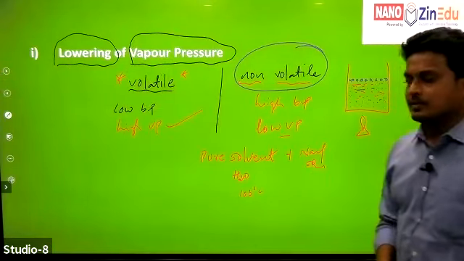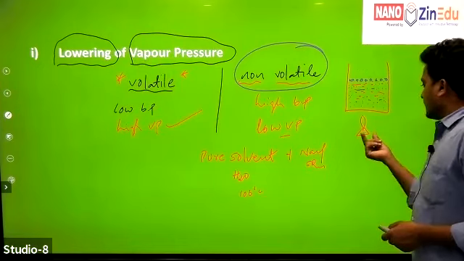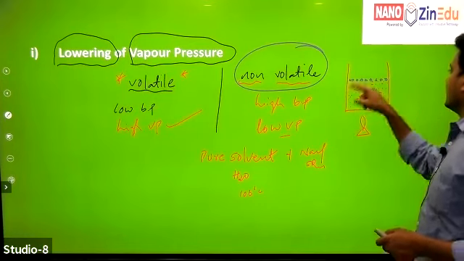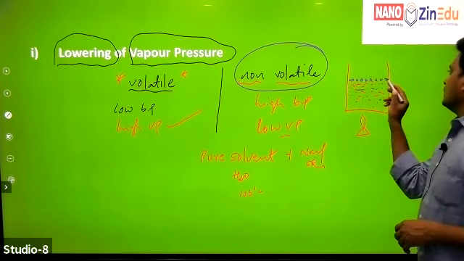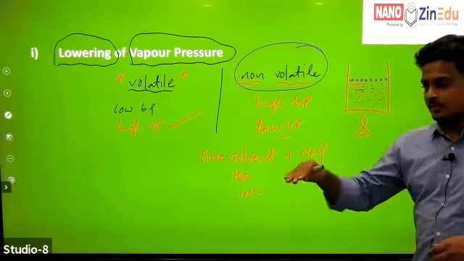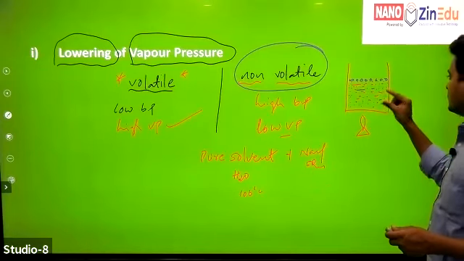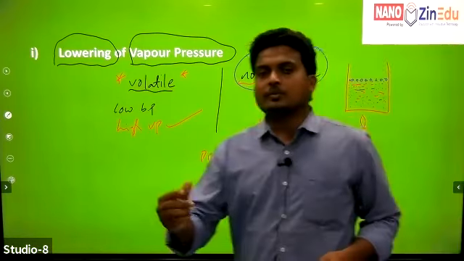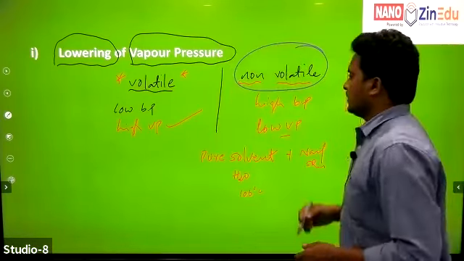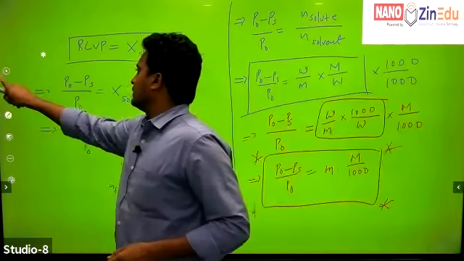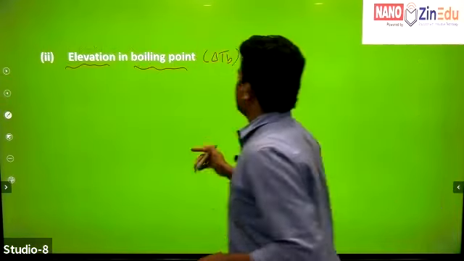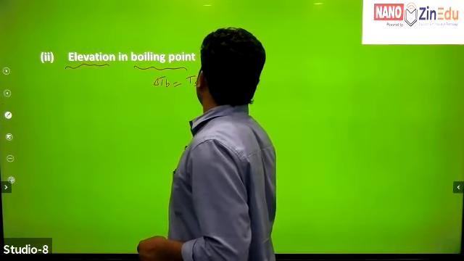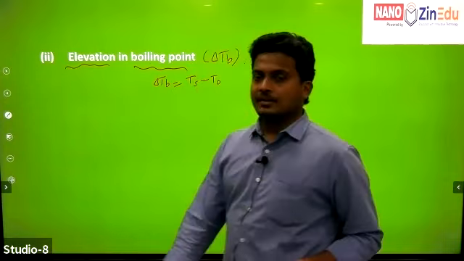When the boiling point of a solution increases, see, if you are heating the solution, solute particles occupy the surface of the solvent. So the number of molecules which can be converted into vapor state decreases. Therefore, boiling point increases, right? Due to this reason, boiling point of solution increases. So delta TB is equal to boiling point of solution minus boiling point of pure solvent.